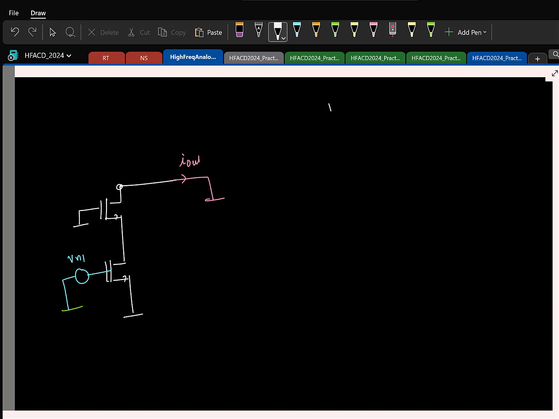So if I find the Vn,in due to the transistor, let us say M1, that will be basically directly 4kTγ by gm. Right? So that is done. Next is for this transistor.